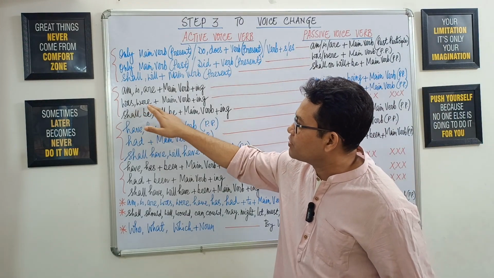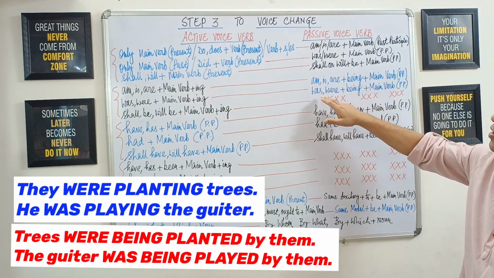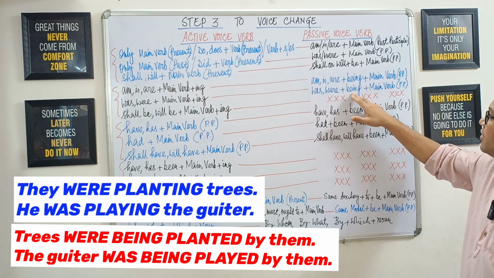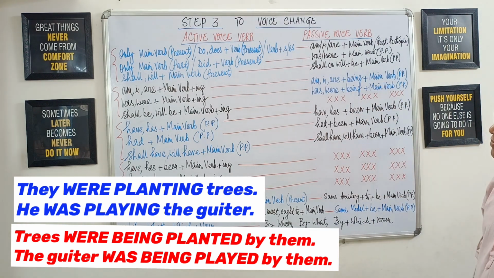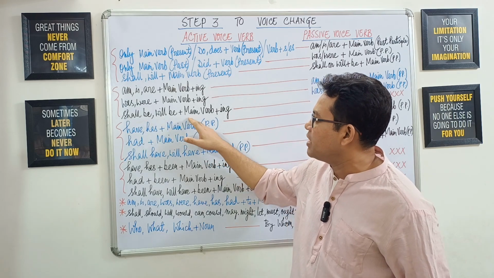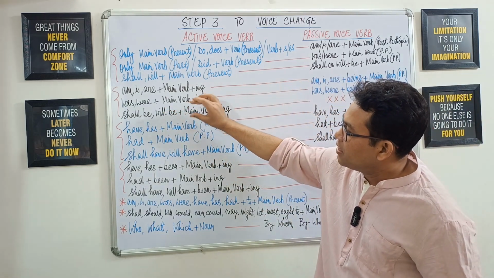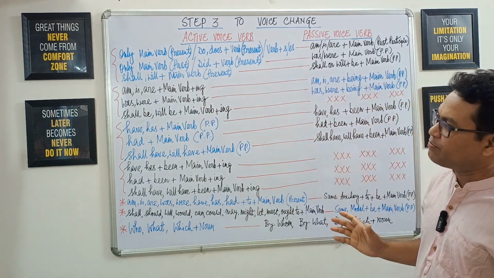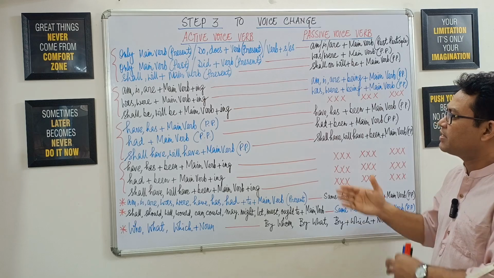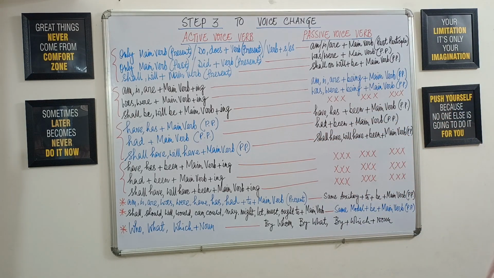Similarly, past continuous: was or were, then the main verb in the plus ing form. In passive: was or were, any one of them, then being coming in, then the main verb in the past participle pattern. But in the case of the future continuous, shall be or will be, main verb plus ing, we see that this is the future continuous active voice verb pattern, but we don't get any equivalent passive voice verb pattern for this one, so I have crossed out the possibility.